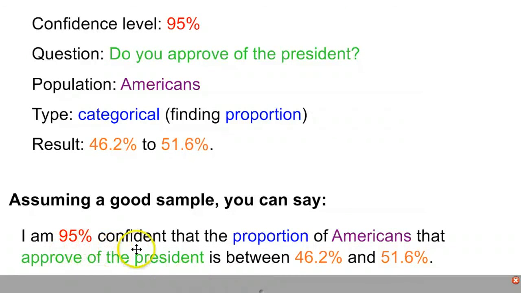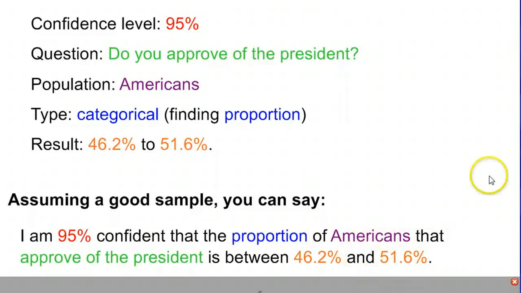I am 95% confident, we get that from our 95% confidence level, that the proportion, because that's what we're trying to find, the proportion of Americans, our population, that approve of the president, that was our question, our variable, is between 46.2% and 51.6%. That's the interval that our calculations found. So you're 95% confident that the proportion of Americans that approve of the president is between these numbers. You will never be sure if you're right.